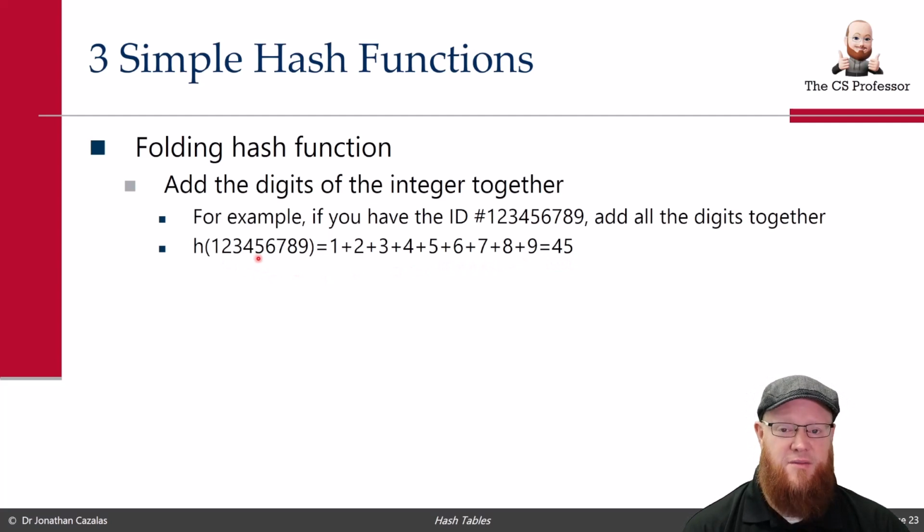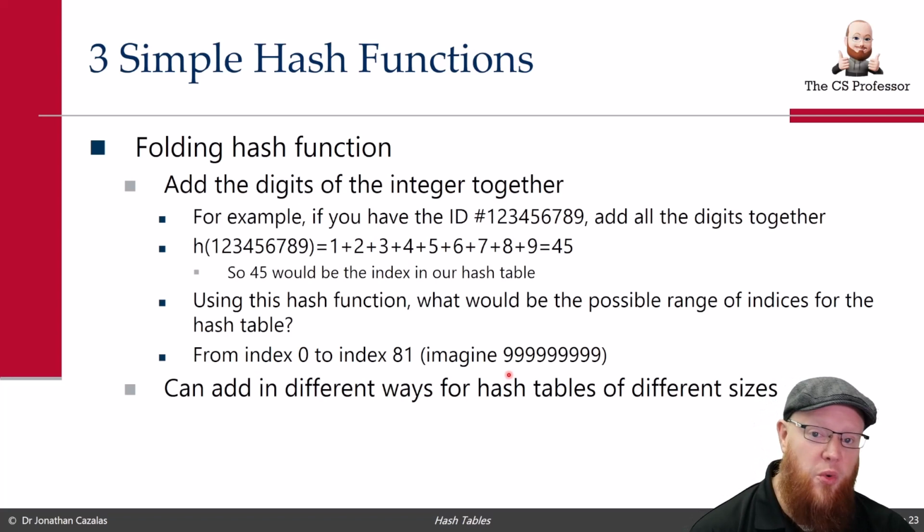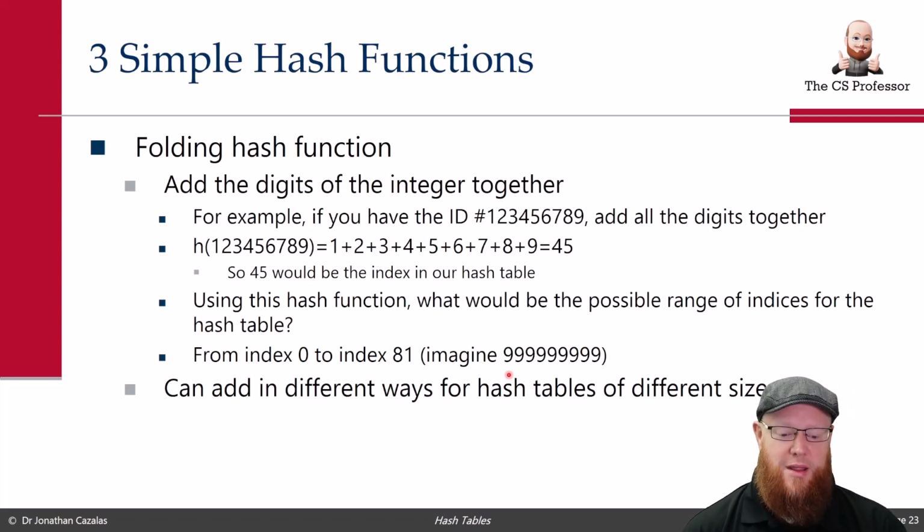If I'm trying to add 9 values together, how large of an array would I need to store all possible situations, all possible numbers where I'm adding 9 values? So the smallest would be if everything was a 0. What would the largest be? If everything was a 9. If everything was a 9, 9 plus 9 plus 9, 9 times would be 81. So you actually need an array of size 82 from index 0 all the way to index 81, including 81.